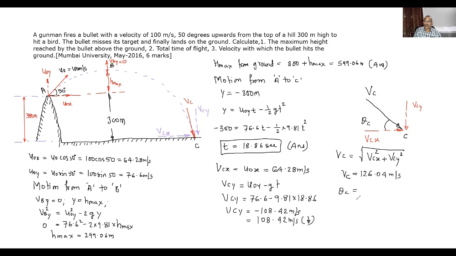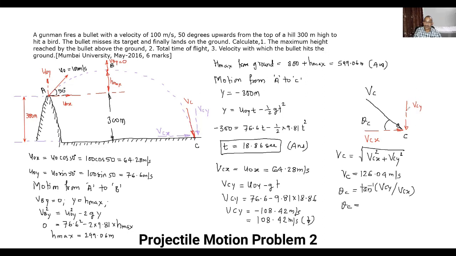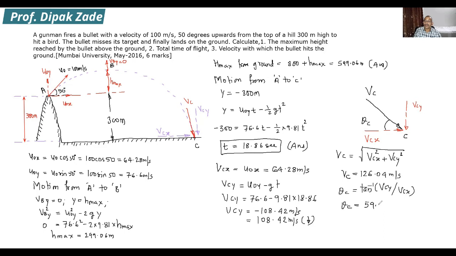And theta, if you want to find out, tan of angle theta is the vertical component upon the horizontal component. That means theta c is tan inverse of Vcy upon Vcx. When you substitute the Vcy value, substitute with a positive sign, because the negative sign of Vcy was used to represent the downward direction and is already considered. If you calculate, this answer comes out to be 59.33 degrees. So this is our answer to the third part. Thank you very much.